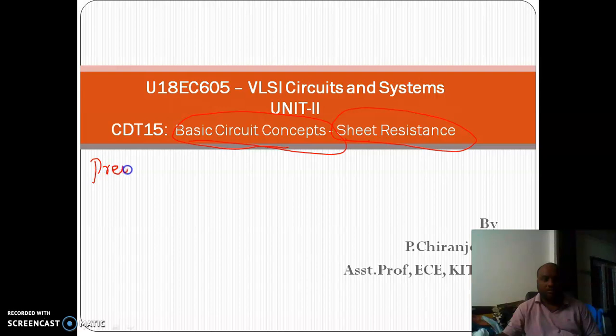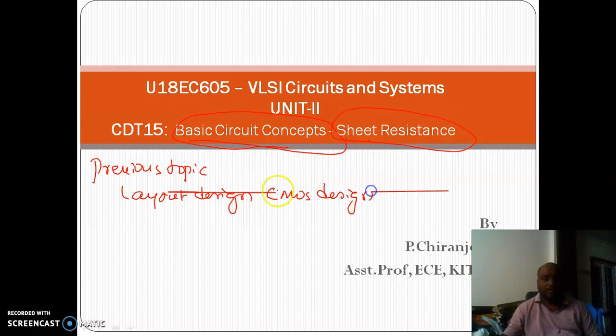In our previous topic, we have completed the layout design rules based on CMOS design, and taking the rules into consideration, we have done a few examples for the circuit schematics. We have drawn the layout diagrams based on CMOS design. Now we are going to discuss sheet resistance as a part of basic circuit concepts.